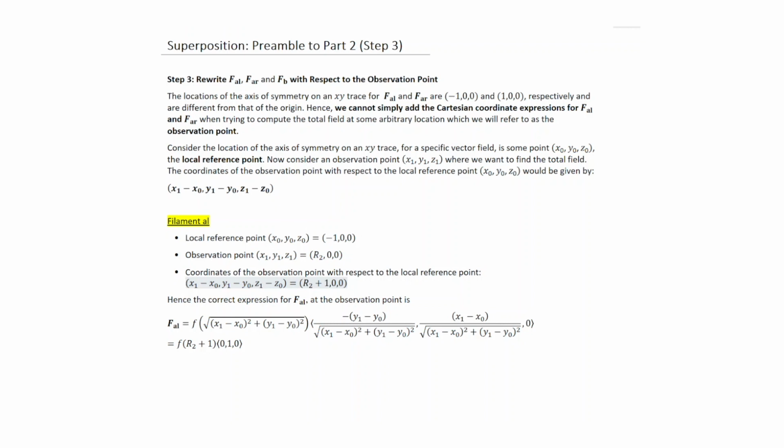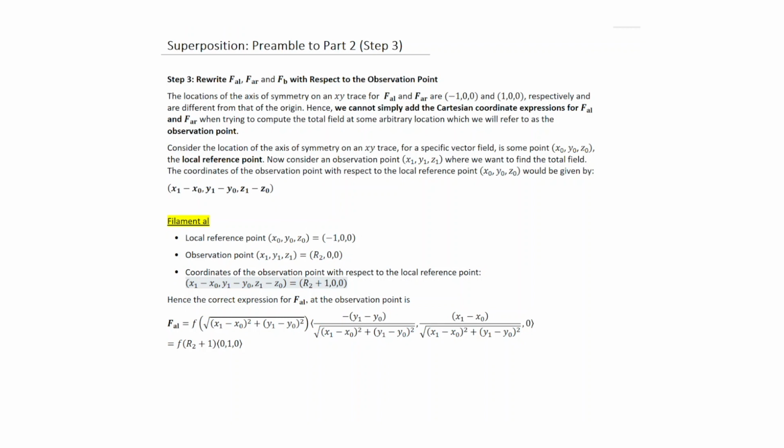So here again, it's just summarizing what was on the previous slide. Consider that the location of the axis of symmetry on an xy trace for a specific vector field is some point x0, y0, z0, which we call our local reference point. Now consider an observation point x1, y1, z1, where we want to find the total field. In our case, that would be along the x-axis at position R2, 0, 0.